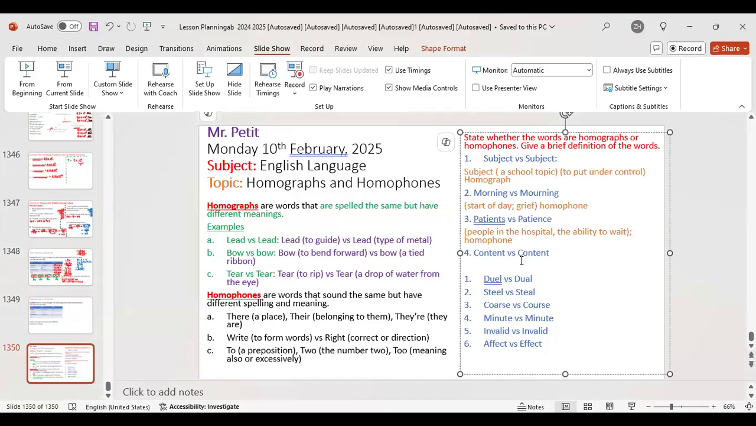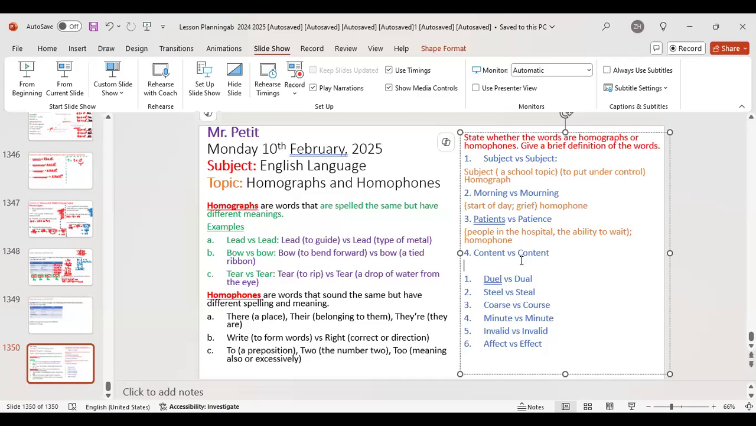So how do we pronounce this? Content and content. Mr. Petit, you're missing an S from contents. No, I'm missing no S. Write this down: content. Content as in YouTube content, and content. What is the first one?